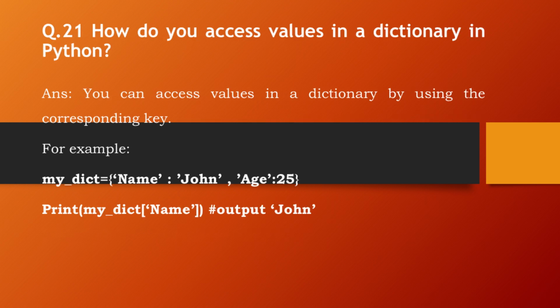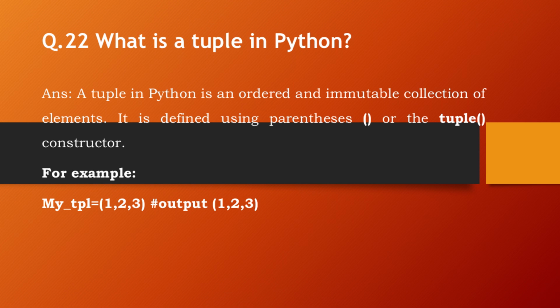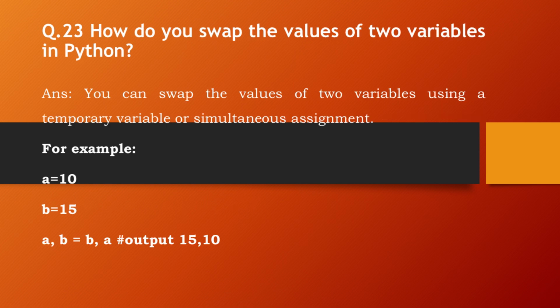How do you access values in a dictionary in Python? You can access values in a dictionary by using the corresponding key. What is a tuple in Python? A tuple in Python is an ordered and immutable collection of elements. It is defined using parentheses or the tuple constructor. How do you swap the values of 2 variables in Python? You can swap the values of 2 variables using a temporary variable or simultaneous assignment.